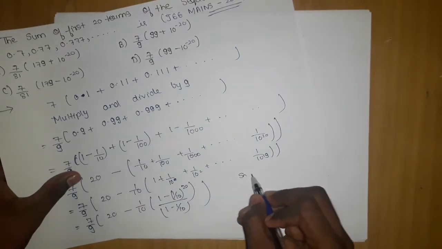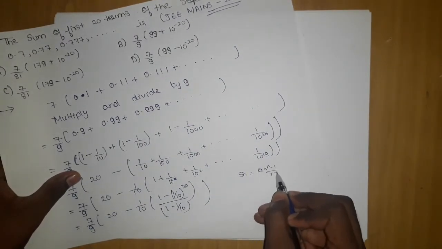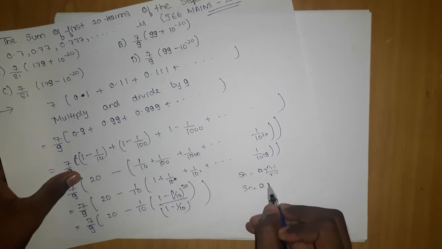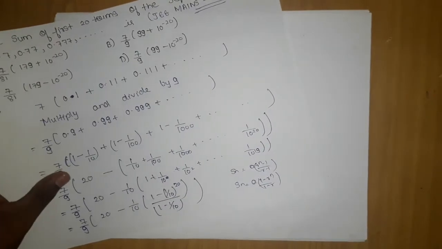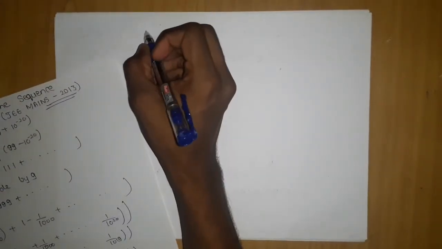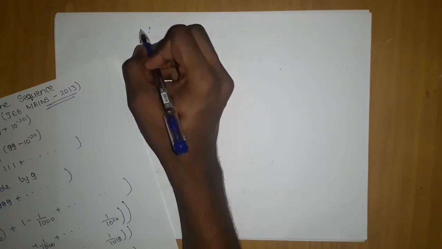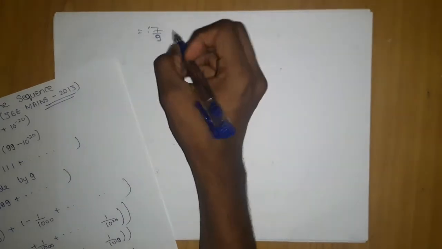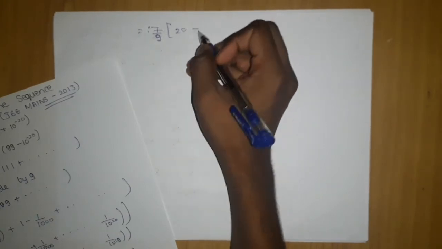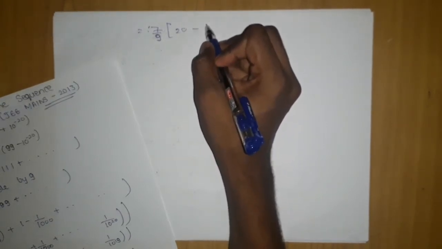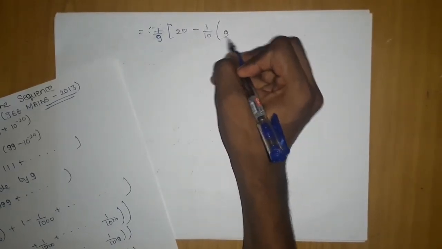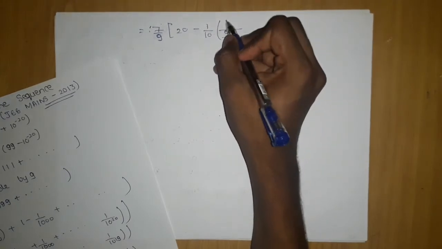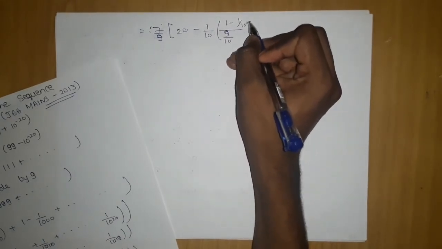There are two varieties of Sn: Sn equals a times r power n minus 1 upon r minus 1, and Sn equals a times 1 minus r power n upon 1 minus r. Depending upon the condition, you have to use them. Now what you can do is 7 by 9 20 minus, here I have 1 by 10, this 1 by 10 will get nullified, and here 9 will be left and here there will be 10. Here 1 by 10 power 20 will be there.